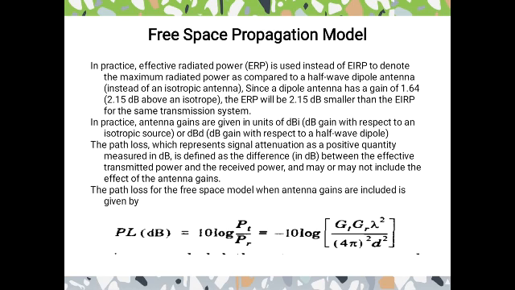The path loss, which represents signal attenuation as a positive quantity measured in dB, is defined as the difference between the effective transmitted power and the received power, and may or may not include the effect of antenna gains. The path loss for the free space model when antenna gains are included is given by path loss in dB equal to 10 log PT divided by PR, that is minus 10 log GT GR lambda square divided by 4 pi square d square.